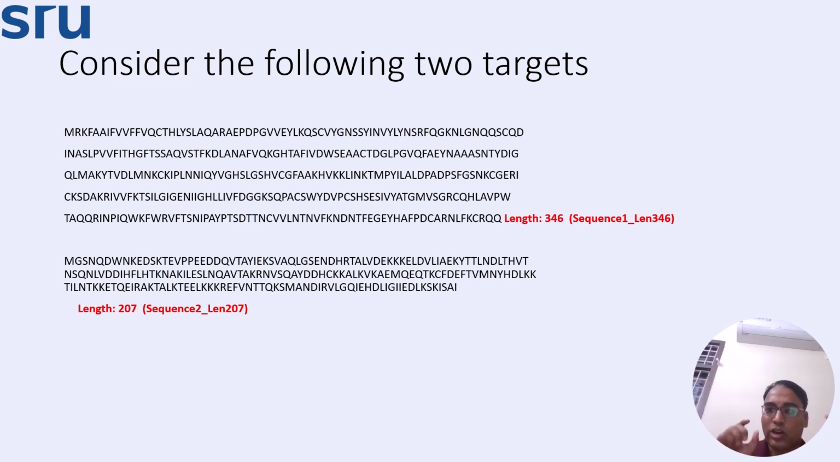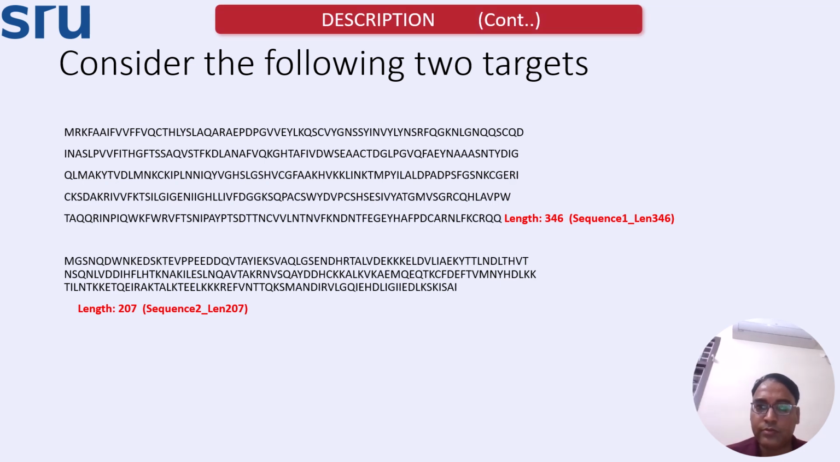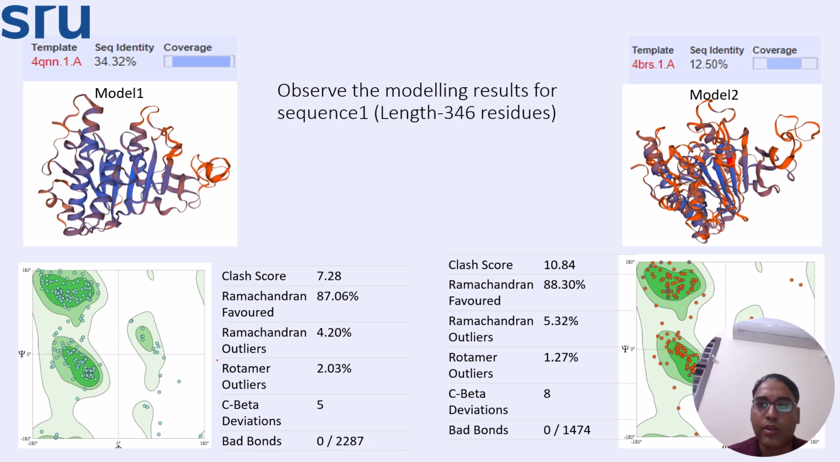Okay, so to understand that, I am conducting a small experiment here. I have taken two sequences. The first sequence is length 346, the other sequence length 207. I am calling them sequence 1 and 2 with length 346 and 207. Now see the results. For these two sequences, I am taking two templates, one substantially good one, one middle one.